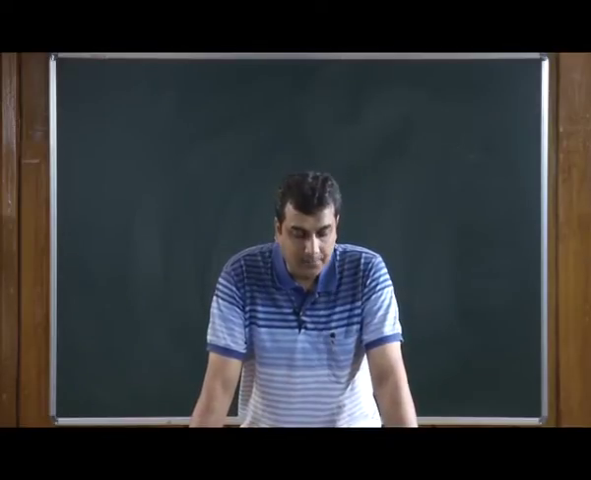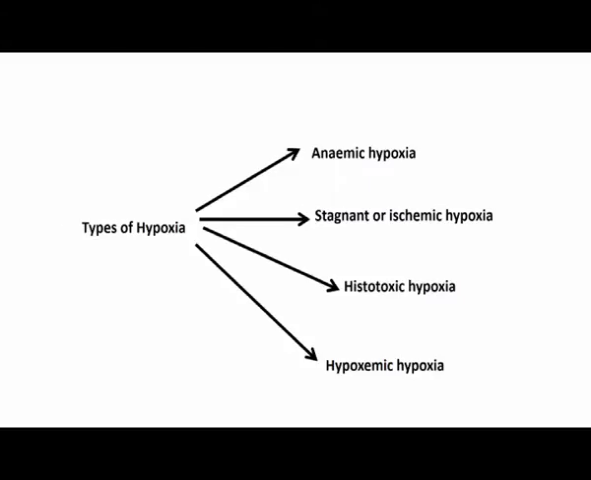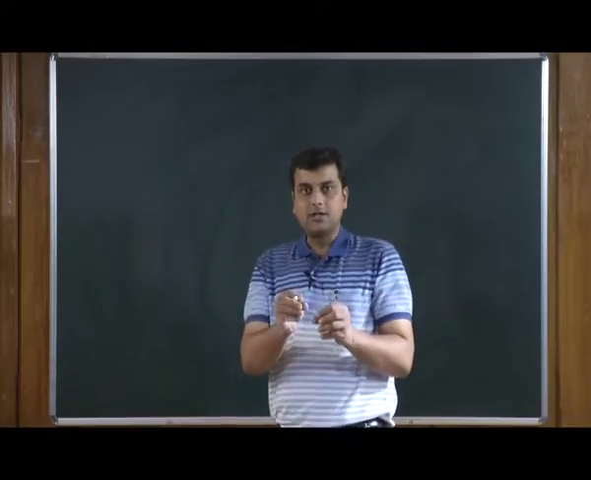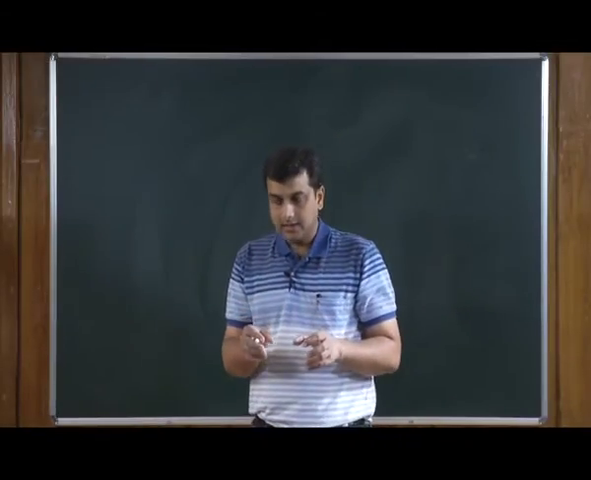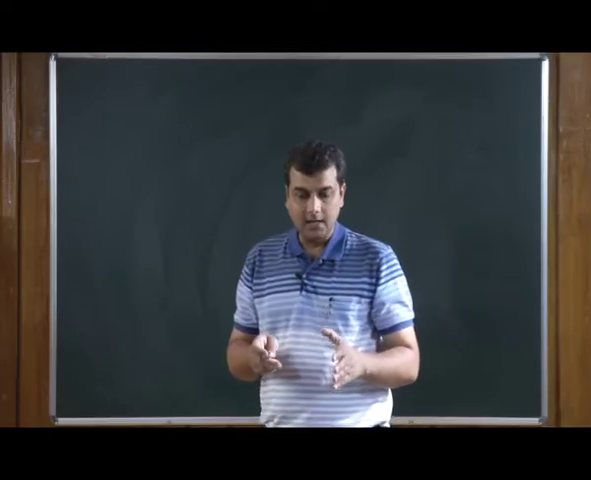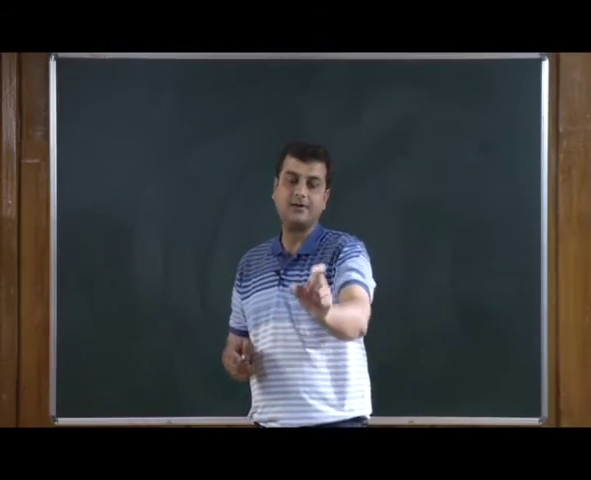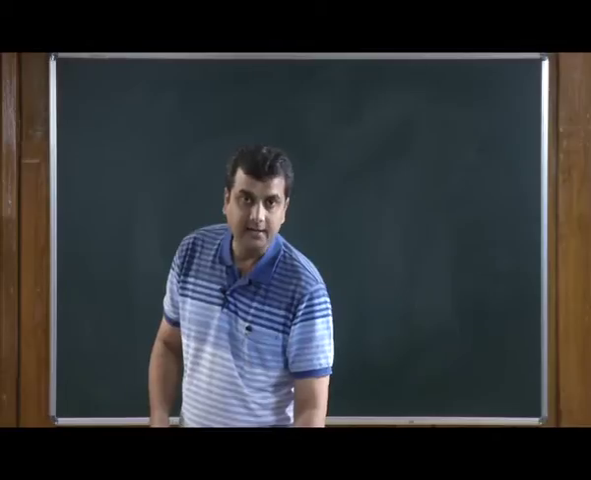So, different types of hypoxia I had just noted down here: anemic hypoxia, stagnant or ischemic hypoxia, histotoxic hypoxia and hypoxemic hypoxia. The terminology should not be confused, but we need to understand why these terminologies are very specific. So, in the next slide, if we go and see what is anemic hypoxia. Anemic hypoxia is a reduction in the concentration of hemoglobin.